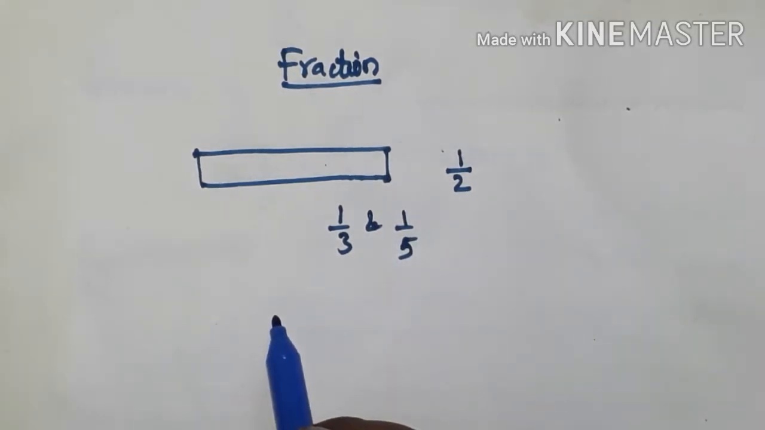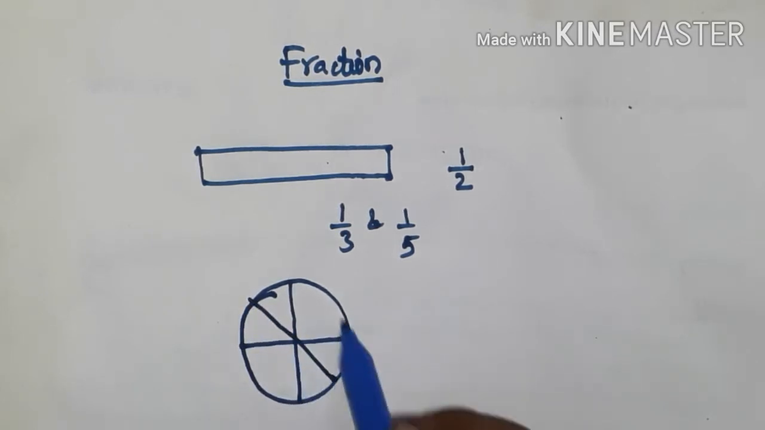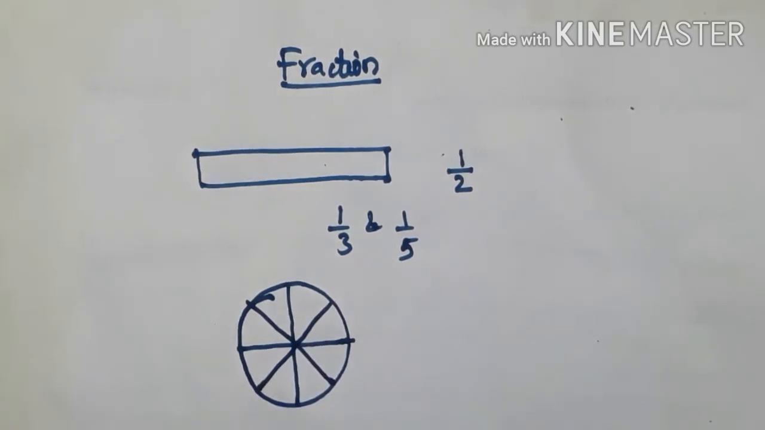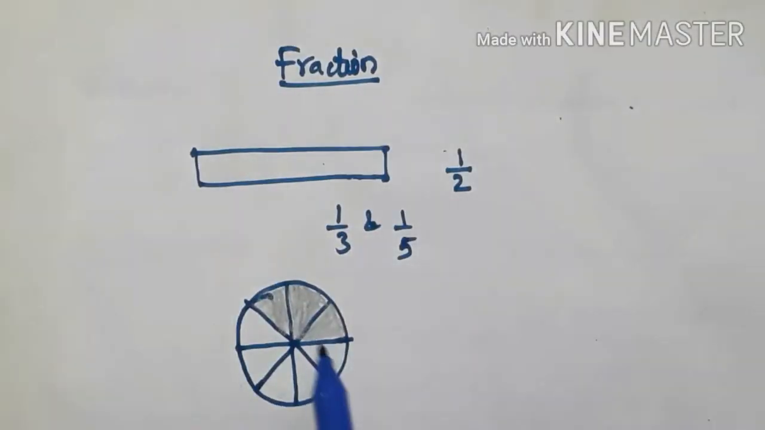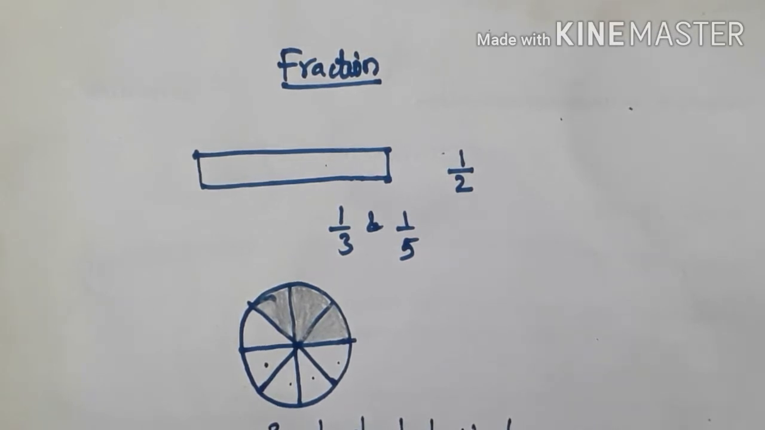Let us take a circle. If you are having 8 parts in a circle, and you are shading 3 parts in that circle, then it can be written as 3/8 of the shaded circle. Remaining 1, 2, 3, 4, 5, so 5/8 of the unshaded part of the circle.